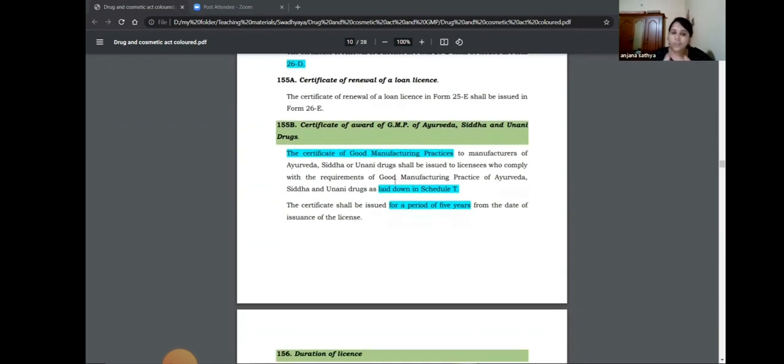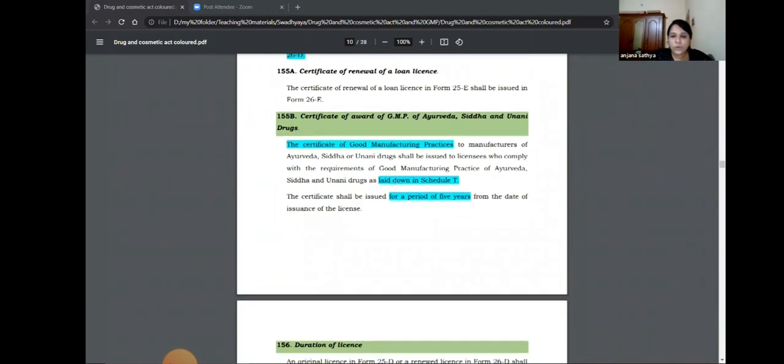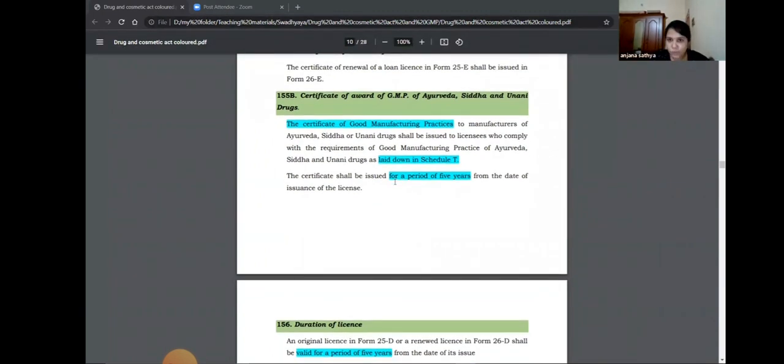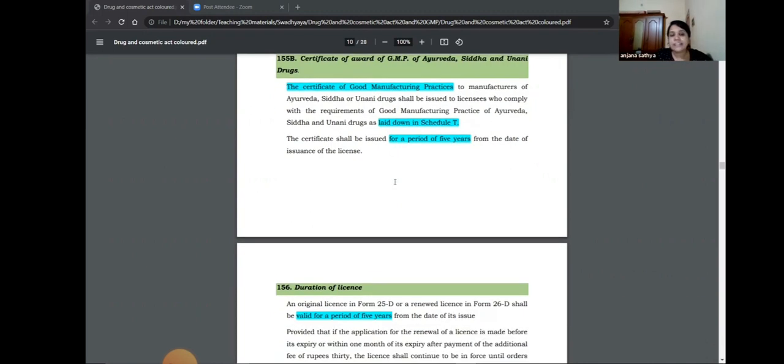Rule number 155B is an important one, that is certificate of award of GMP, good manufacturing practices of Ayurveda, Siddha and Unani drugs. The certificate of good manufacturing practices shall be issued to a licensee who complies with the requirements of good manufacturing practices of Ayurveda, which has been explained in Schedule T. Only those who follow Schedule T will be certified with GMP certification. The duration of the certificate is 5 years. Once you get the certificate, it is valid for 5 years.